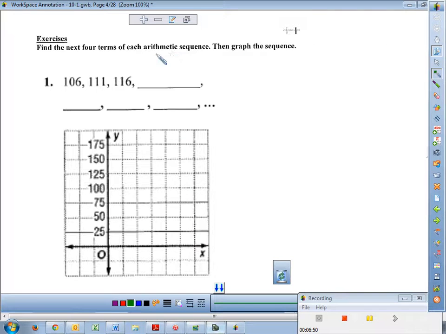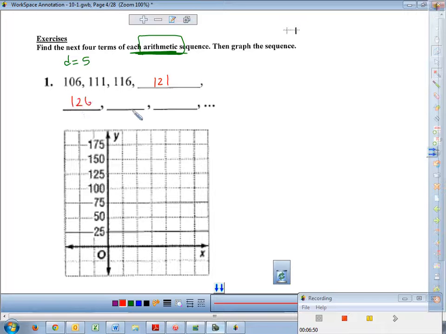Find the next four terms in each arithmetic sequence. So they're telling us in these problems that it's an arithmetic sequence, then graph it. So what we need first is the common difference, what d equals. To figure that out, you take the second term minus the first term. 111 minus 106. That would be 5. So since the common difference is a positive 5, aren't these increasing, right? Going up by 5, up by 5, up by 5. Then we'll fill this out. 116 plus 5 is 121. Add 5 to that, you get 126. Add 5 to that, and add 5 to that.